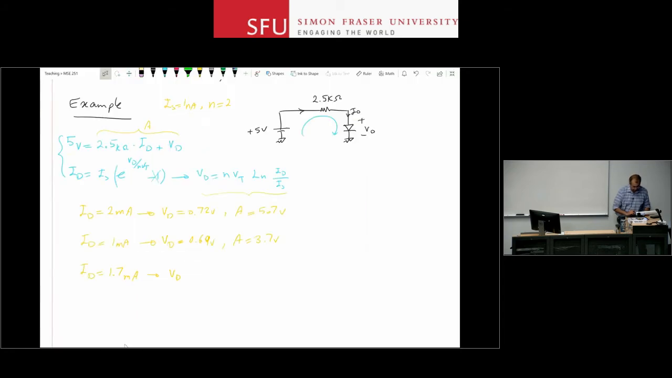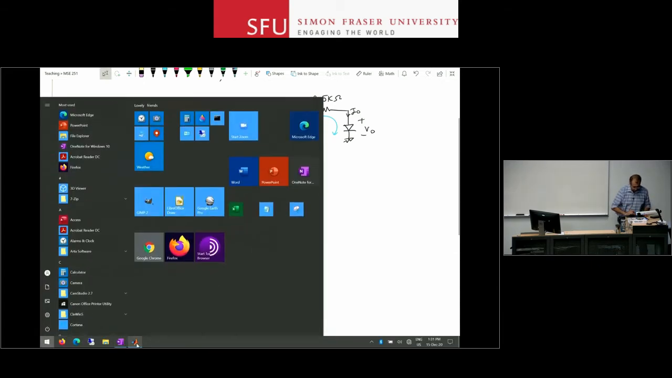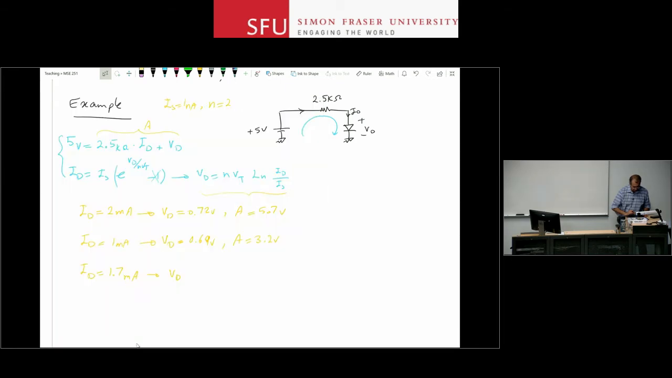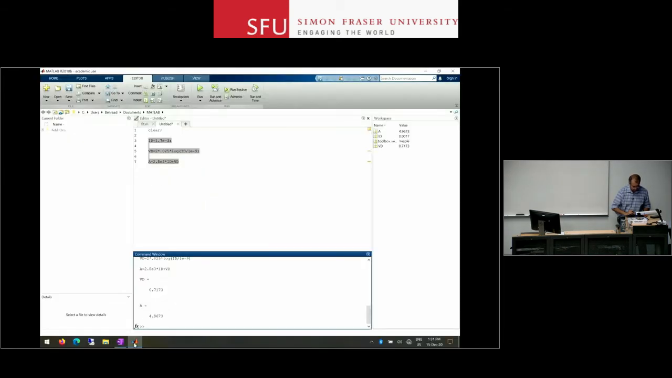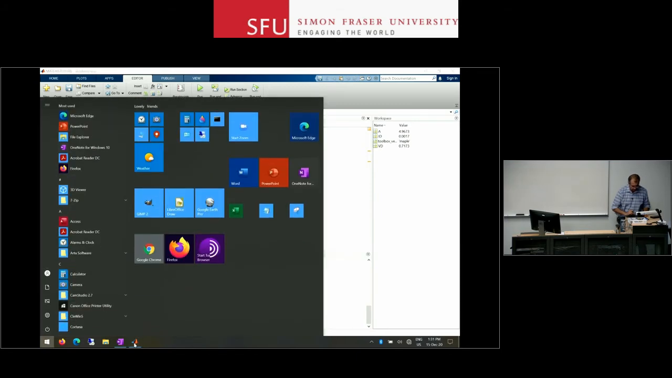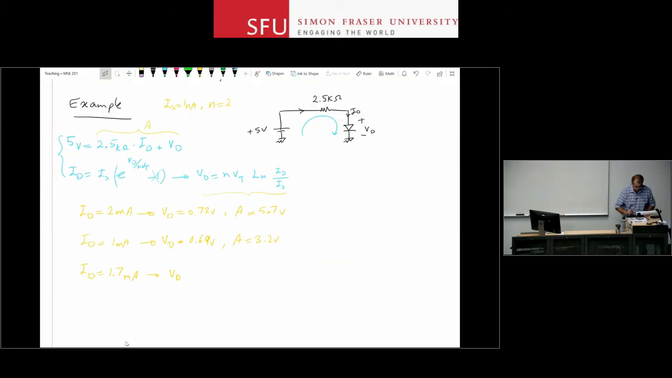And sorry, the previous one, this was 3.2 volts, or you can keep 2 digits. Now, with this current estimate for ID, I have VD of 0.717 and A of 4.96. So let me just take a note here, VD of 0.717 volts and A of 4.96 volts. This is close enough, right?